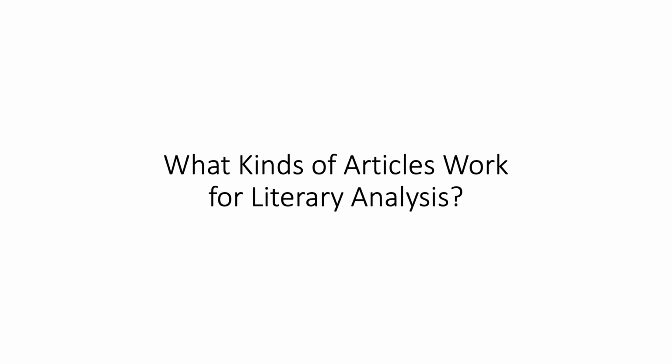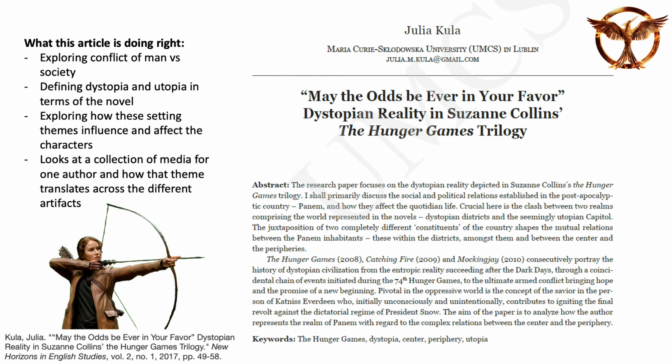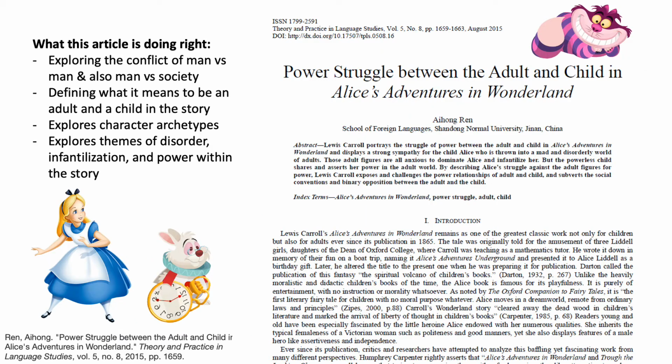So, let's look at what kind of articles work for a literary analysis paper. You will want to find articles that focus on the text and that analyze some of the things we have talked about in this presentation, but always with a focus on the text itself. For example, this article on the Hunger Games looks at the themes of dystopia within the book. It focuses on a man versus society conflict, defines the terms of dystopia and utopia in terms of the novel, explores how these settings affect and influence the characters, and looks across the novels by Suzanne Collins to see how this theme evolves. Most importantly, all of this is framed within the terms of the book.